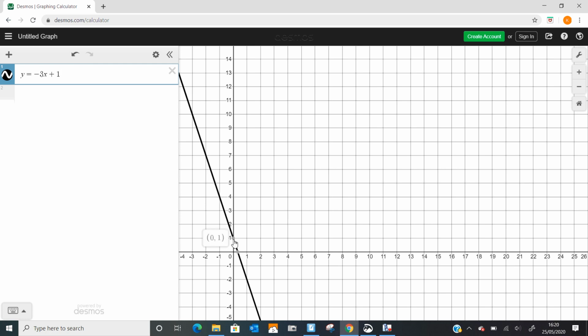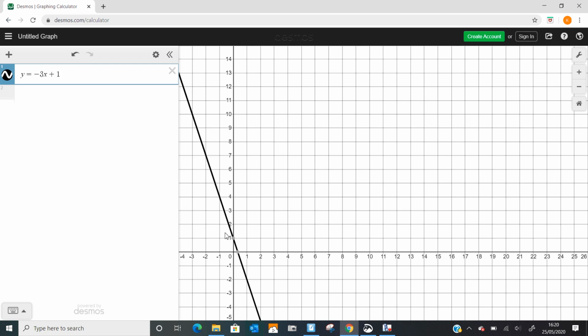So I'm going through this point here, which is 0, 1, as you can see it just appearing up on the screen. So 0, 1 is my y-intercept. The c value, if I was asking for that, is 1. The gradient, every time I go along 1, I go down 3. So that'll be down there a bit further as well.